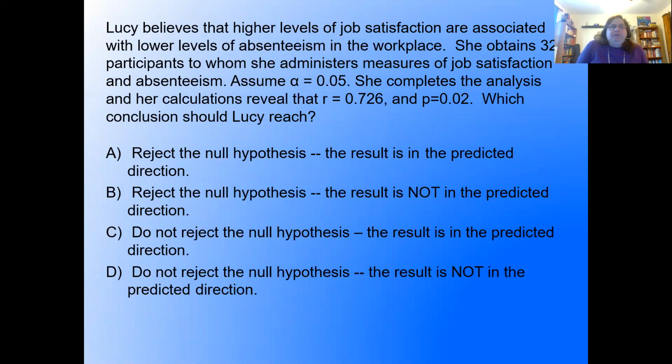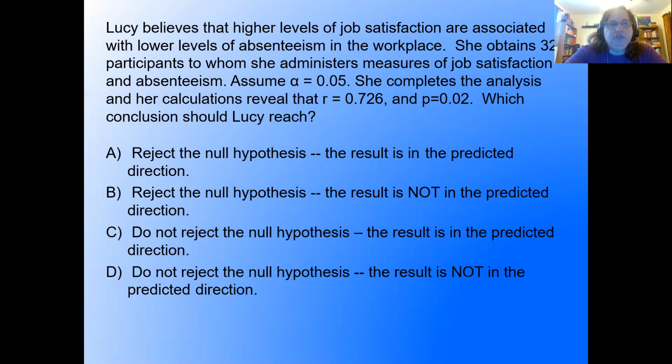Let's move on to the next one. Lucy believes that higher levels of job satisfaction are associated with lower levels of absenteeism in the workplace. She obtains 32 participants to whom she administers measures of job satisfaction and absenteeism. Assume alpha is 0.05. She completes the analysis and her calculations reveal that R equals 0.726 and P equals 0.02.